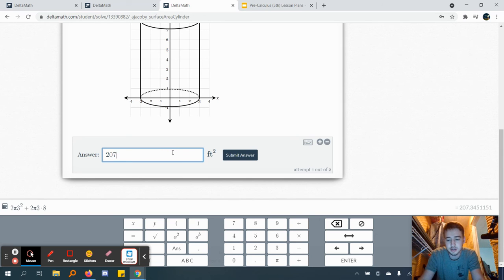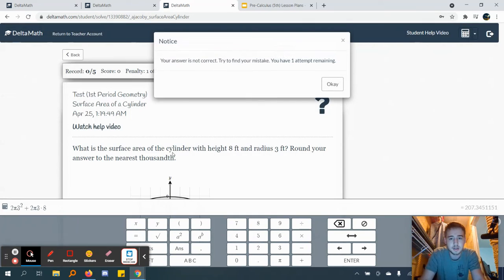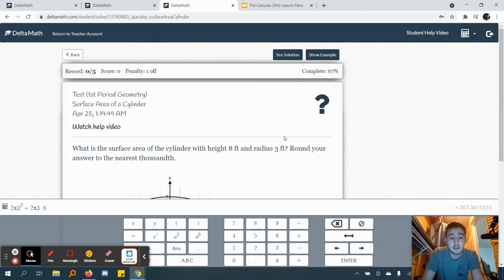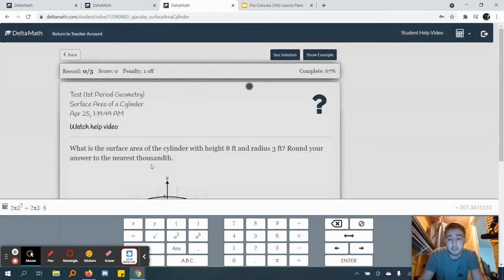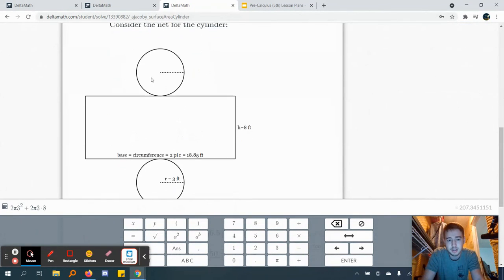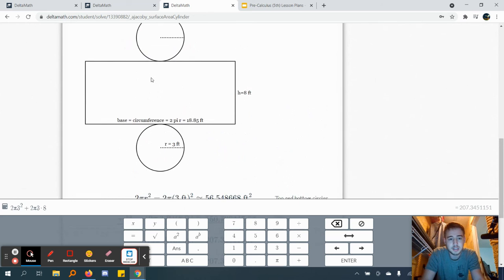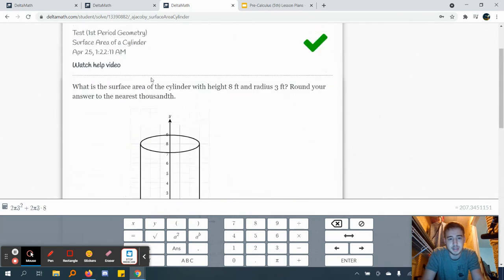So 207.3. Nearest thousandth. I thought it said nearest tenth. We did the math right. I just did my rounding wrong. 3 decimal places for thousandth. Perfect. And just like it says, circumference times the height.